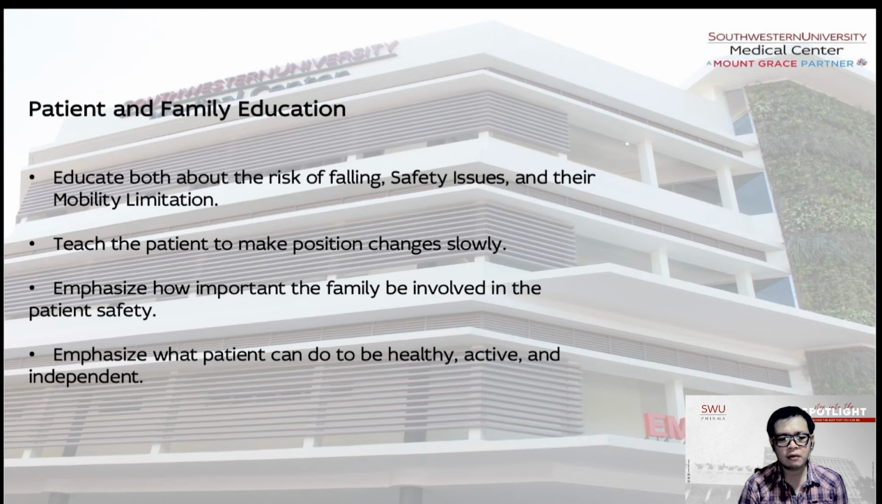So thus we have to involve the significant other or the family inside the room. And lastly, we have to emphasize what patients can do to be healthy, active, and independent.